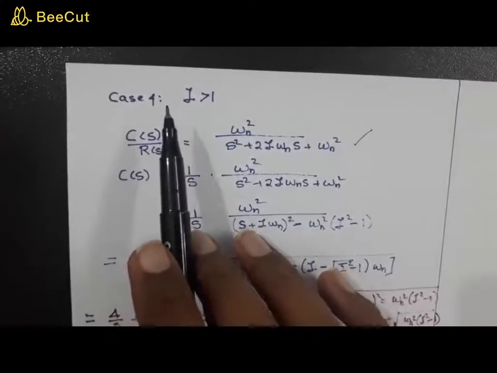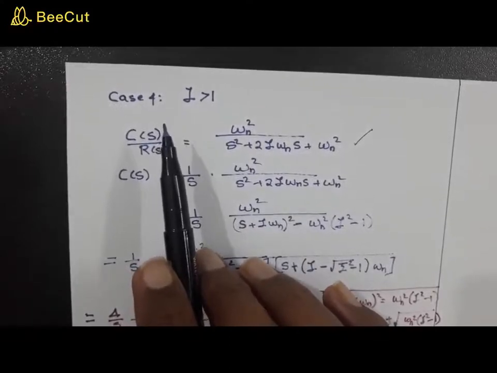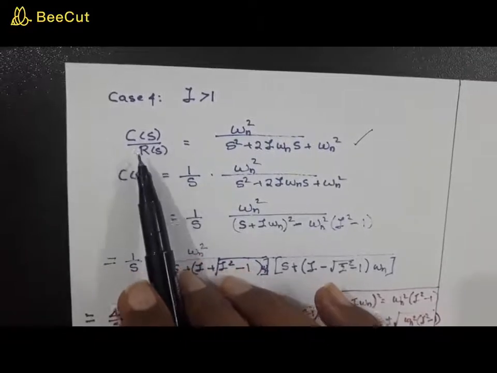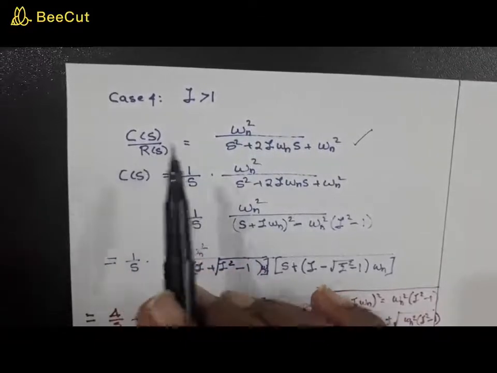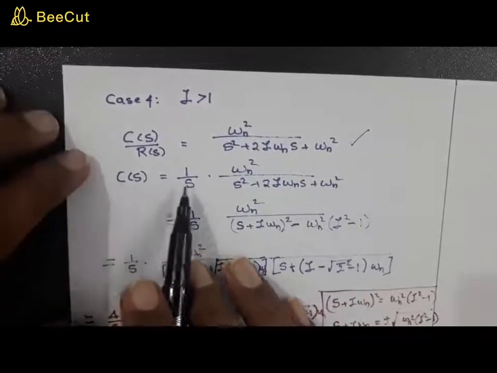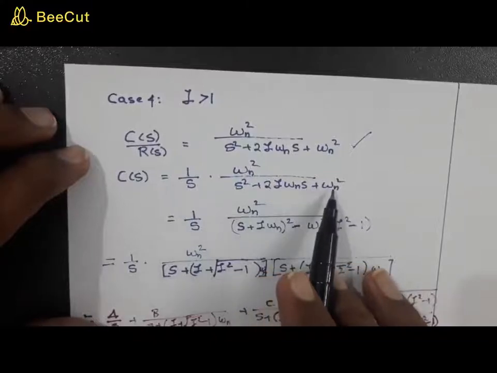Now what is R of s? Mind you that we are studying the step response, the time response of a second order system due to a unit step input. So when R of t is u of t, R of s has to be 1 by s. So you will get this as 1 by s into omega n square by s square plus 2 theta omega n s plus omega n square.